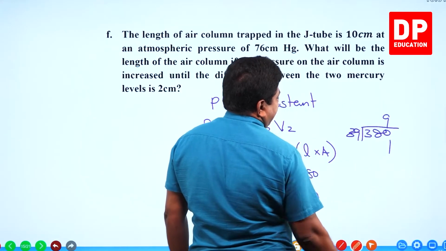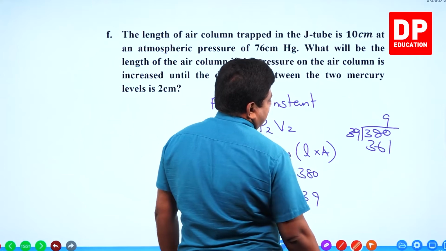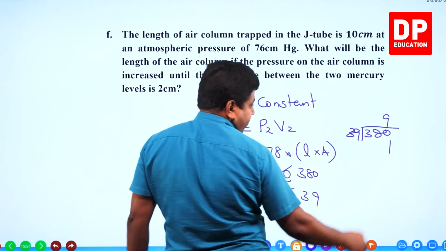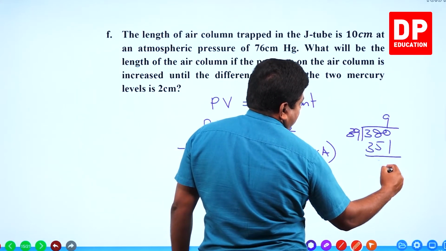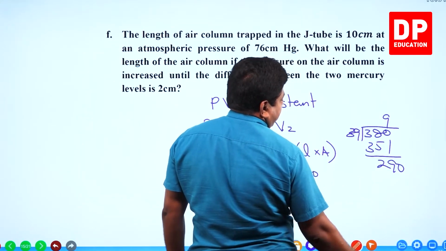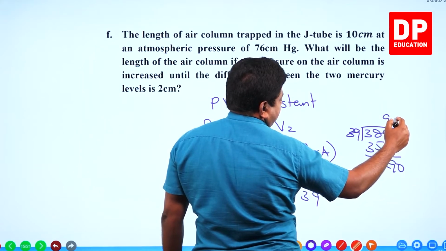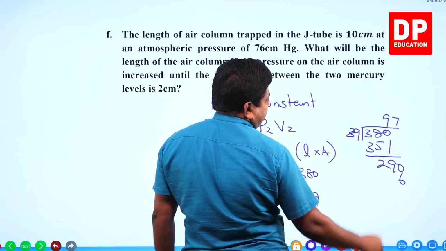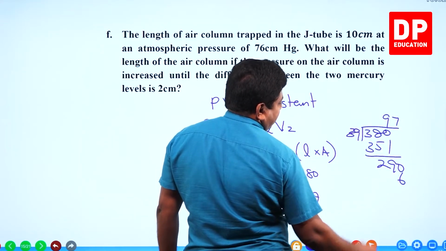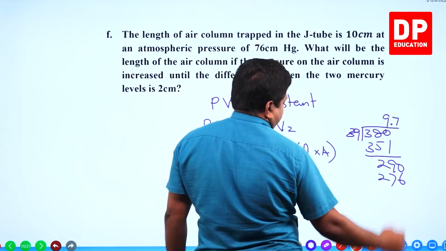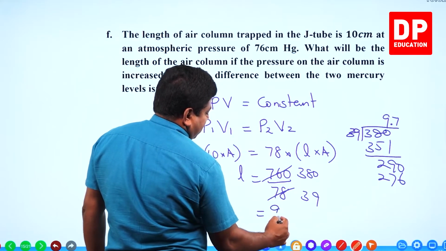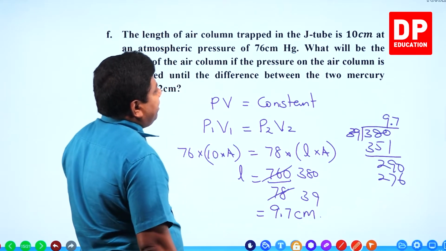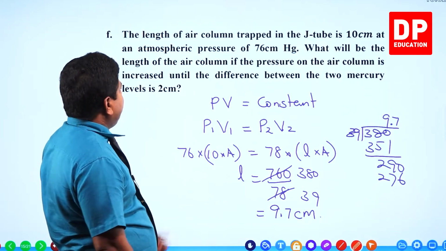Doing the division, you get 9.7 centimeters. 9.7 centimeter, when the column difference is 2 centimeters.